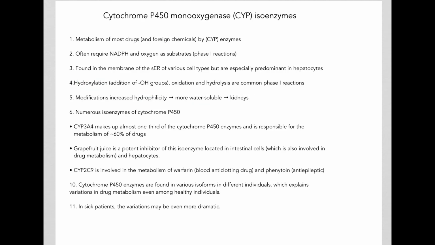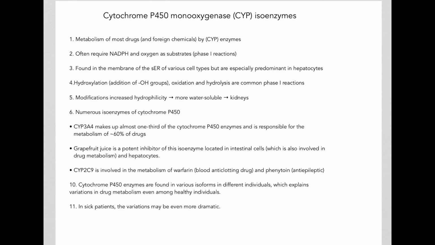There are numerous isoenzymes of cytochrome P450. This one here, CYP3A4, makes up about 1/3 of the cytochrome P450 enzymes and is responsible for the metabolism of almost 60% of all drugs that patients take.